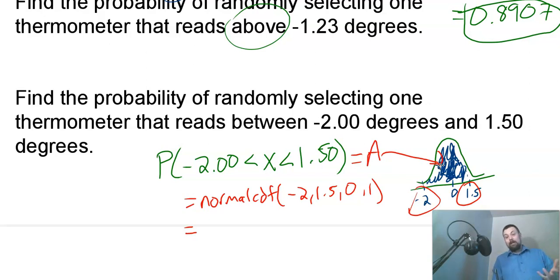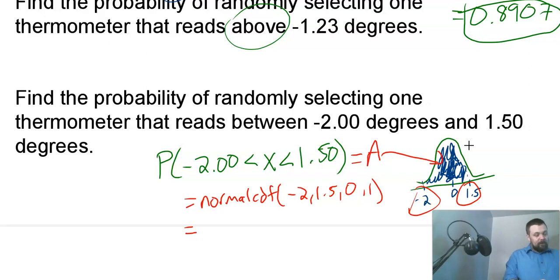Well, look how big that area is, right? And again, it's including the reading of 0, which is the mean, which is the most likely reading to get. So I think it's going to be close to 98% of the thermometer readings between negative 2 and 1.5. It's going to include a lot of them. So let's see what we end up getting. Now sometimes my intuition's a little off on these, but that's what my intuition's telling me.